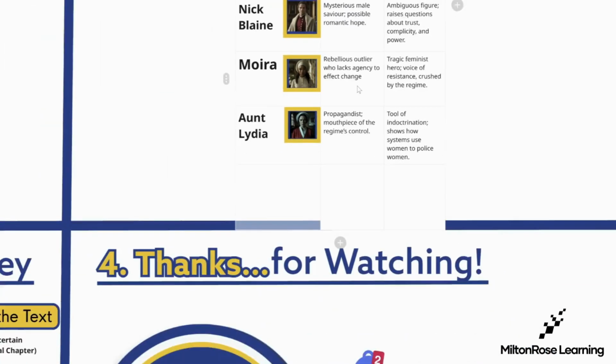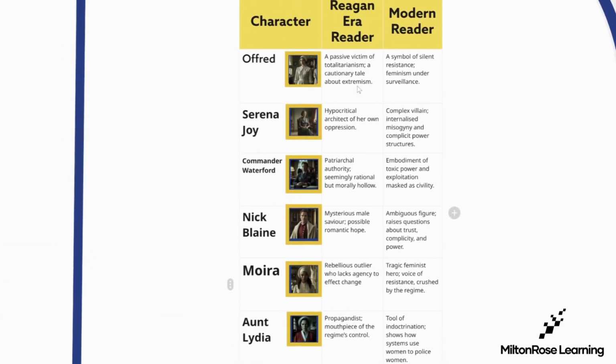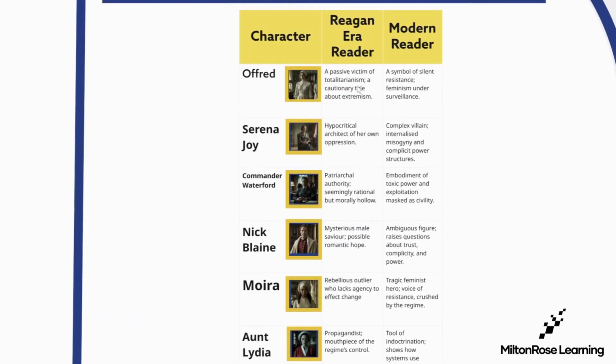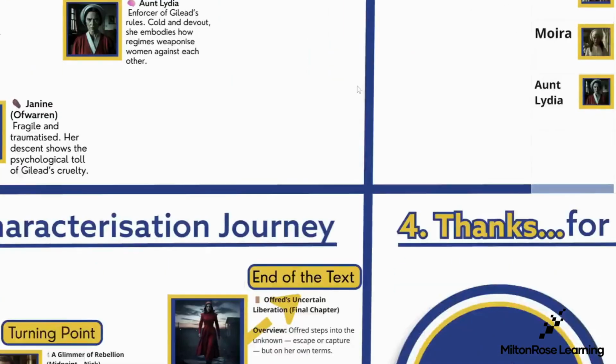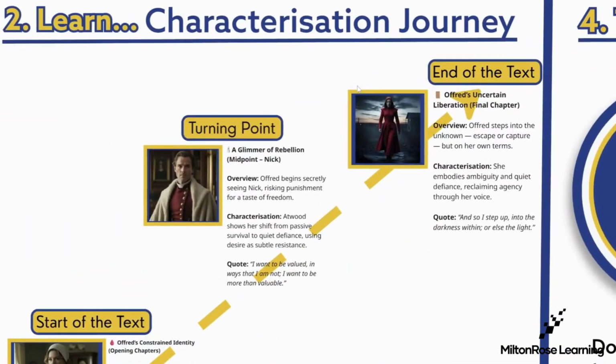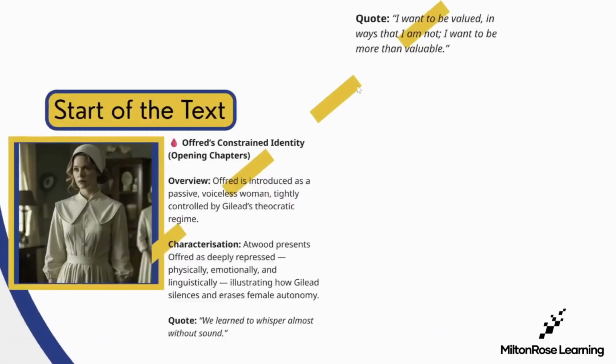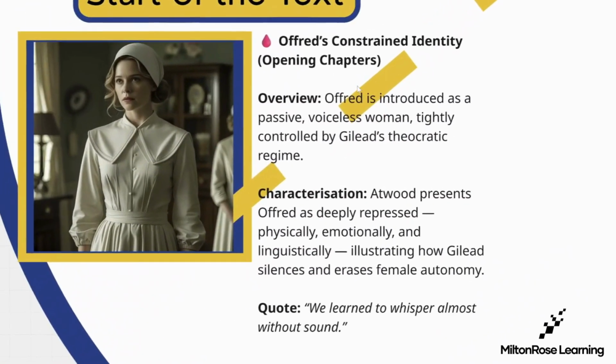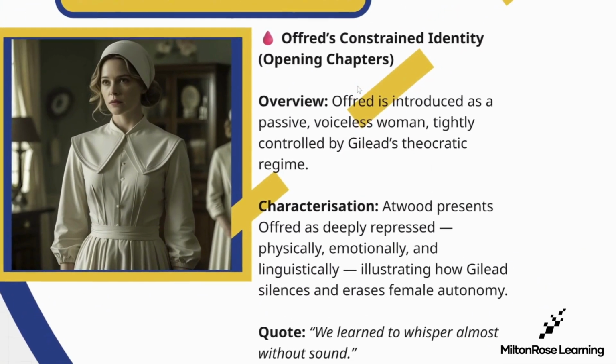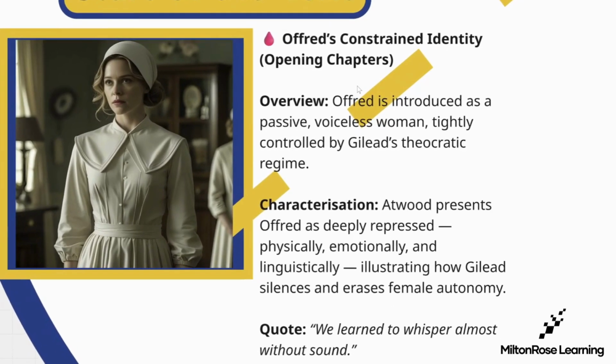So you can see that the interpretations very much change across time, and if you want to get the top marks, you want to track some of those changes. Okay, and then let's look at characterization journeys. So first off then, let's look at Offred and her constrained identity in the opening chapters.